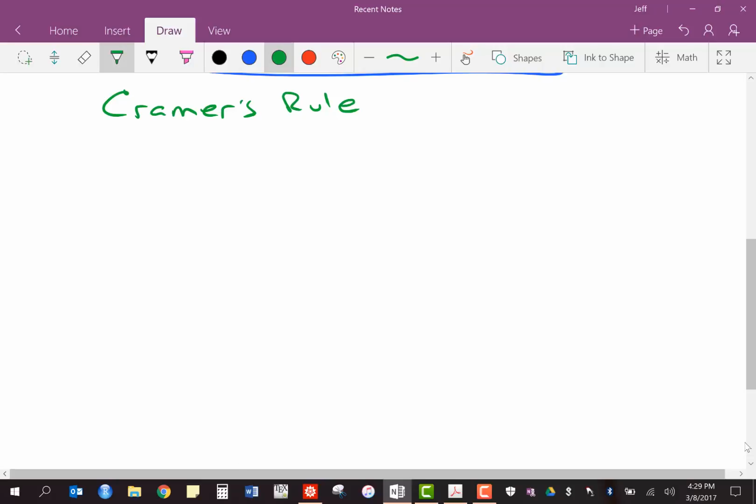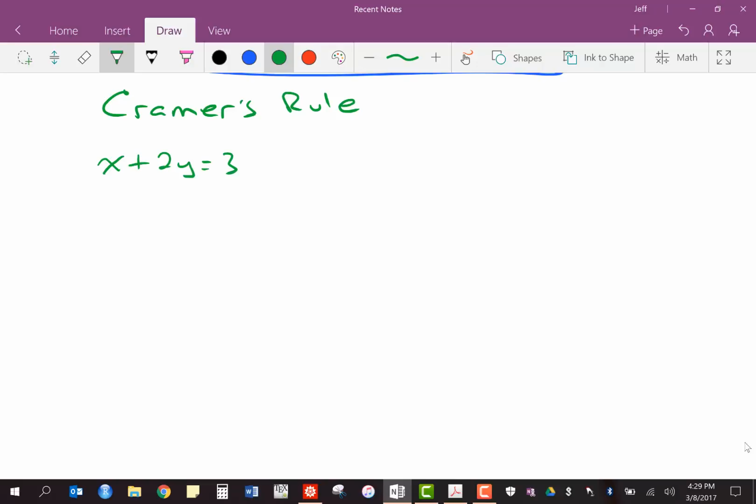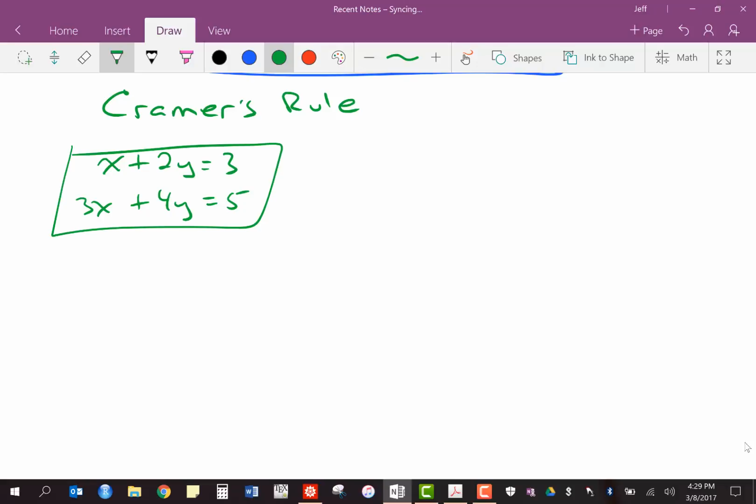Let's say, this is back in Algebra 2, that you had a system of equations that was x plus 2y is equal to 3 and 3x plus 4y is equal to 5, right? And so most of us would probably do this by substitution or by elimination. Cramer's rule asks you to do the following. It asks you to take the determinant of what is called the coefficient matrix. That is all of the coefficients of the x's and y's. So I ignore this last column.